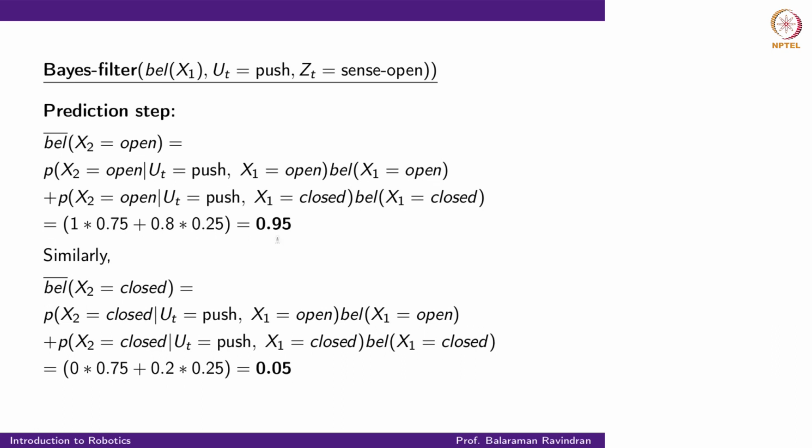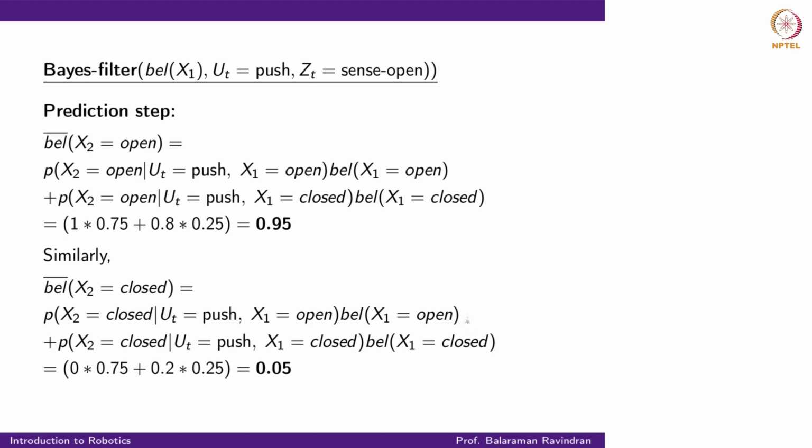Don't rush. This is still my bel bar. It's not my belief. My belief has not become 0.95. My intermediate prediction update tells me that bel bar is 0.95 for x2 equal to open. Similarly, I have to do this for x2 equal to closed. Because there are only two values, you could have done 1 minus that, but we will not do that. We'll just go through the full computation.